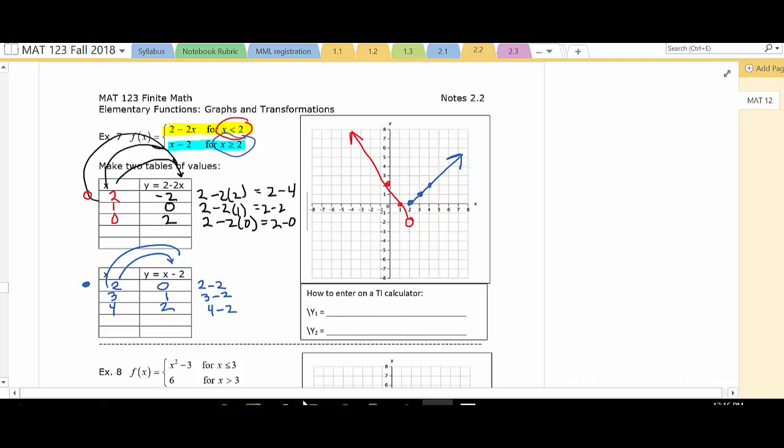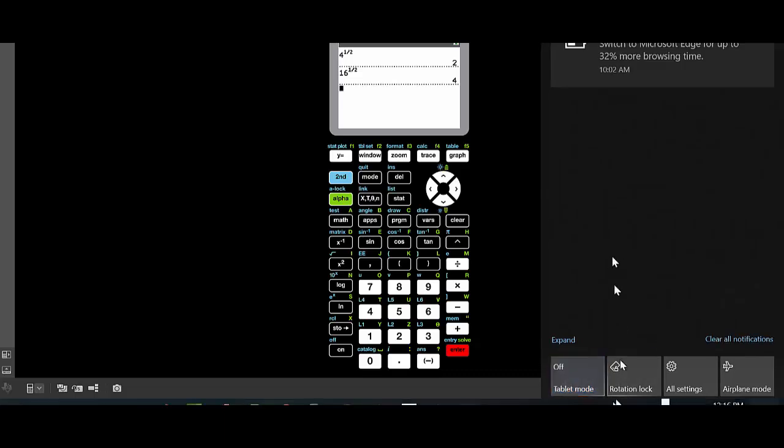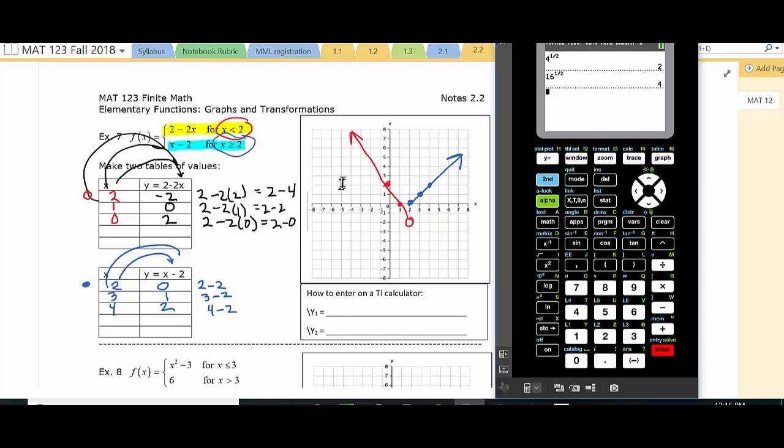Now get your calculator out. It's also very nice to know how to do this on a calculator. So let me get this set up here. Okay, so I'll show you how to do this. The first thing you've got to do, before we put anything in, is locate the math button. Above the math button, it should say TEST. That's important.